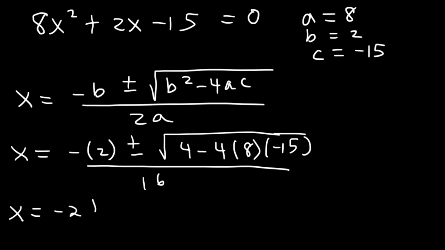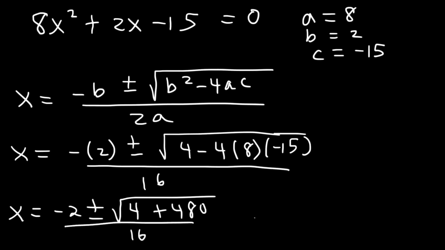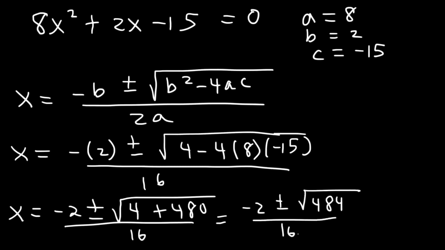So this is negative 2 plus or minus the square root of 4. Now, negative 4 times negative 15 is positive 60. 60 times 8, that's 480. So we have 4 plus 480. So this is negative 2 plus or minus the square root of 484. The square root of 484 is 22. So now we have negative 2 plus or minus 22 over 16.